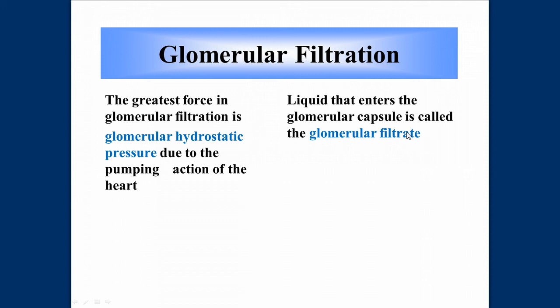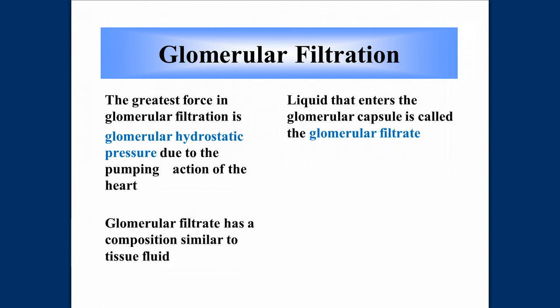Liquid enters the glomerular capsule, and this is called glomerular filtrate. What came out of the glomerulus is the glomerular filtrate. The glomerular filtrate has a composition very similar to tissue fluid or plasma.